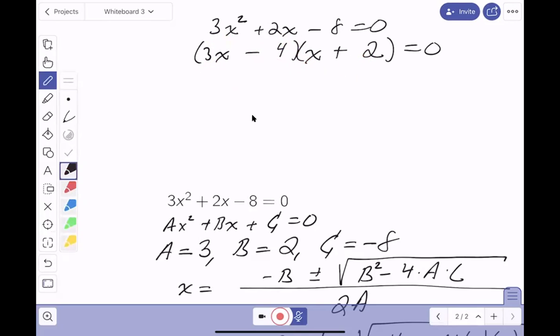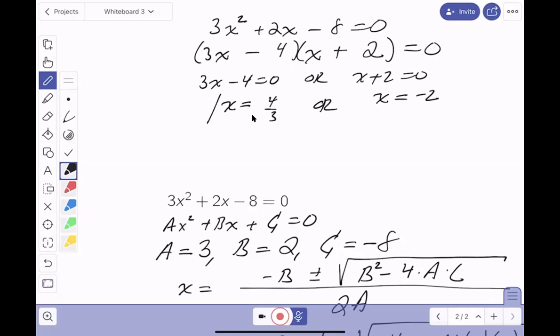So I think I'm ready to write the answers down now. What's the answer going to be? When does 3x minus 4 equal 0? Or when does x plus 2 equal 0? Well, the second equation equals 0 when x equals minus 2, and the first one becomes 0 when x is equal to 4/3. Okay, zero product rule is super simple if you can factor.